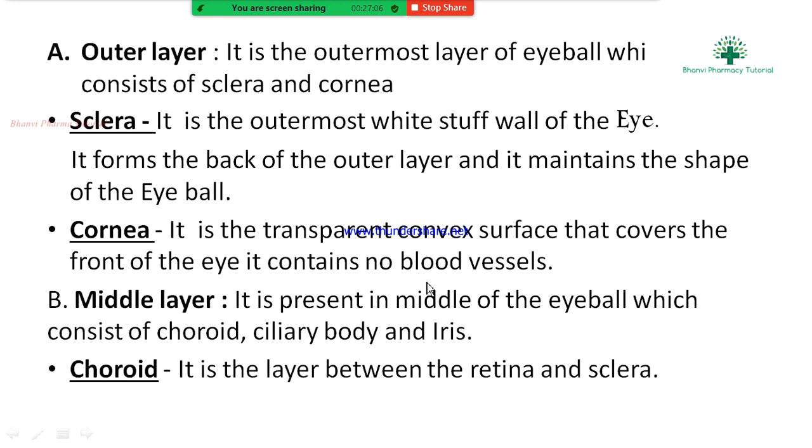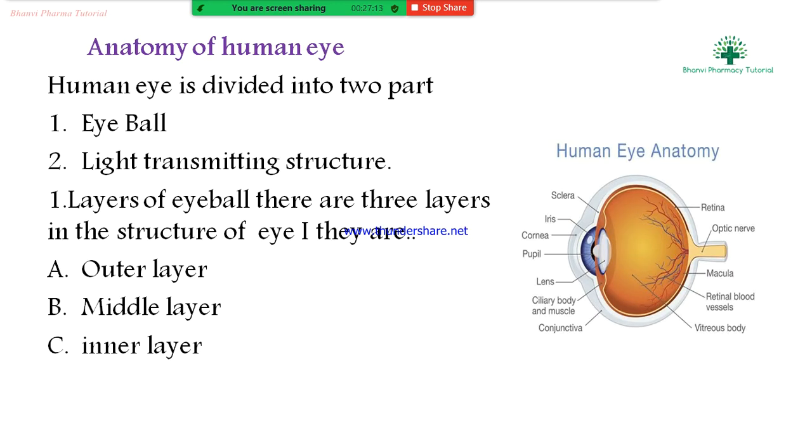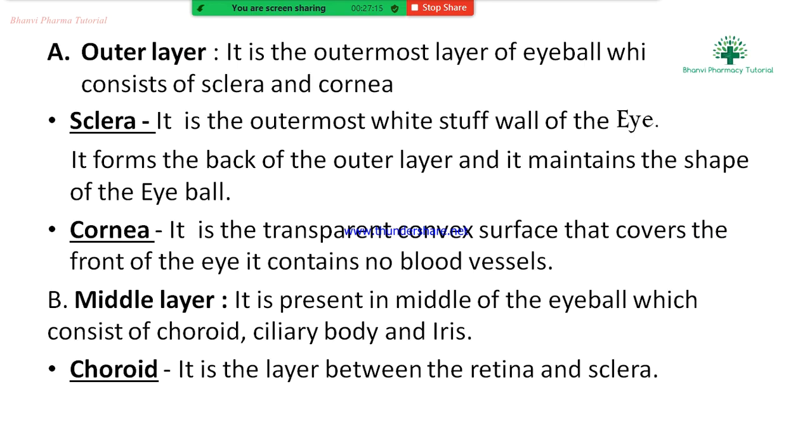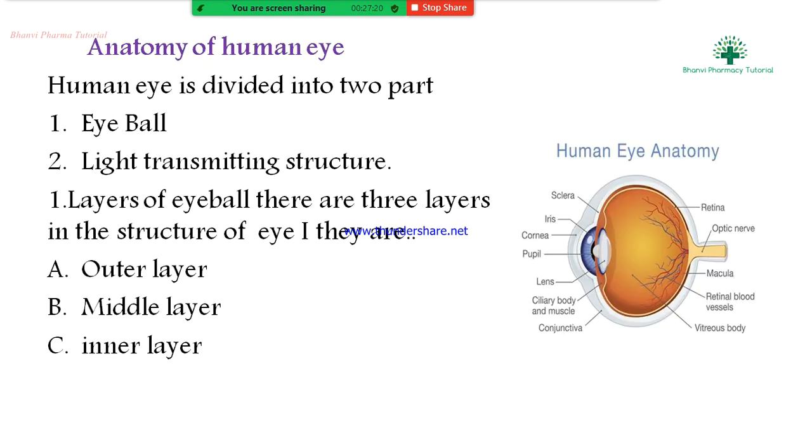Choroid is the layer between the retina and sclera. Choroid means it is the layer between the cornea, retina and sclera. You see the diagram: this is the sclera and this is the retina. Between these two is the choroid.